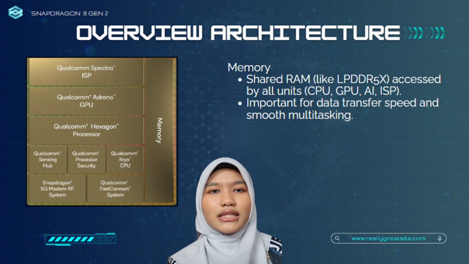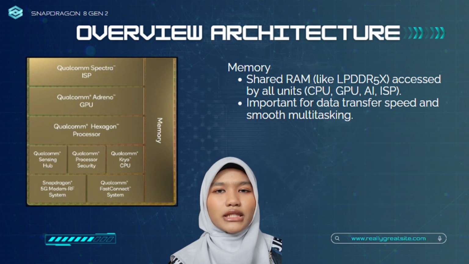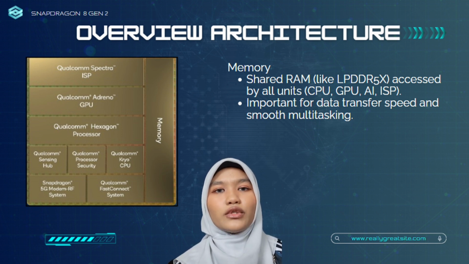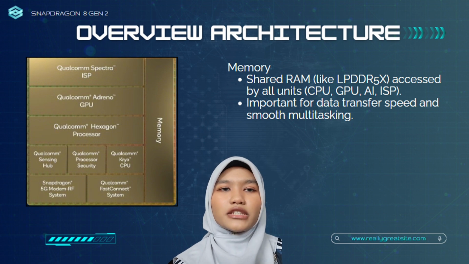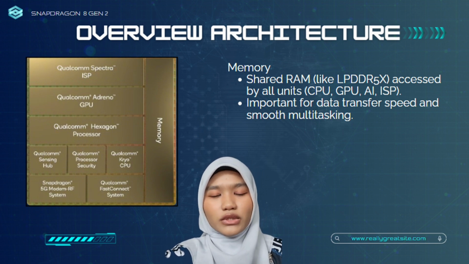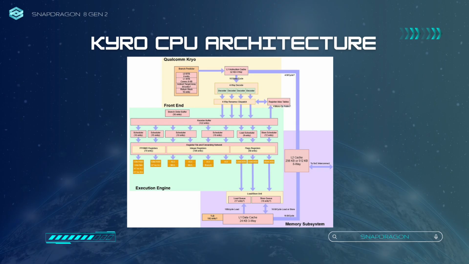See, all these parts are connected through shared memory. This means the CPU, GPU, AI engine, camera processor, and others can quickly share data with each other. Fast memory access is what makes your phone feel smooth and responsive, especially when multitasking or switching between apps.